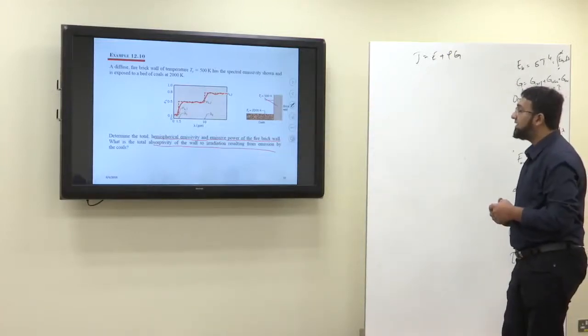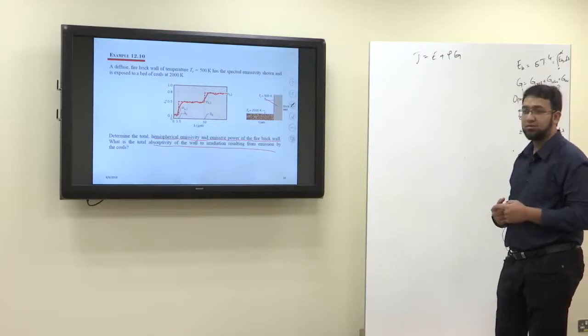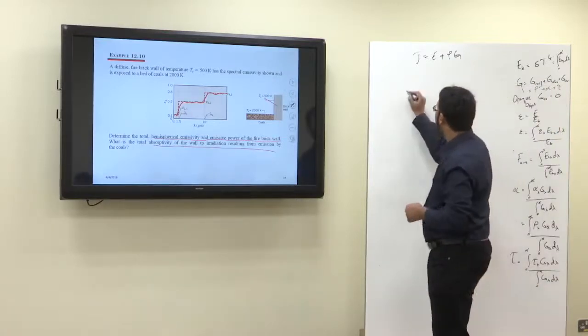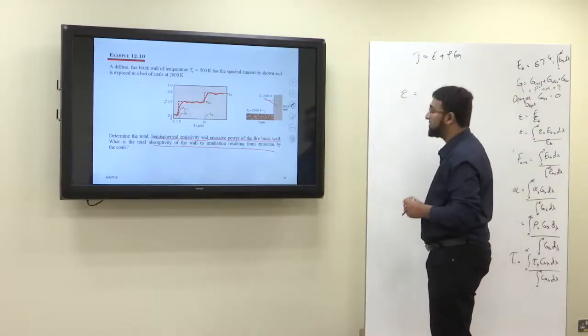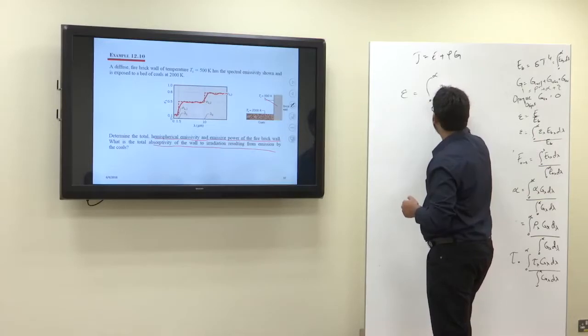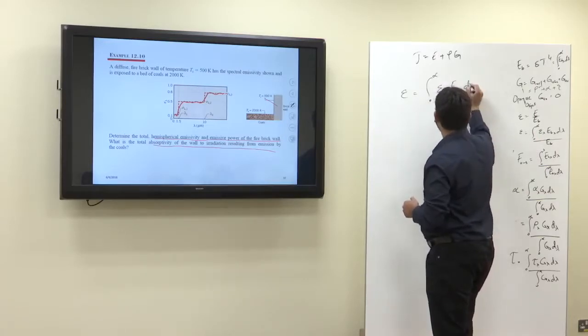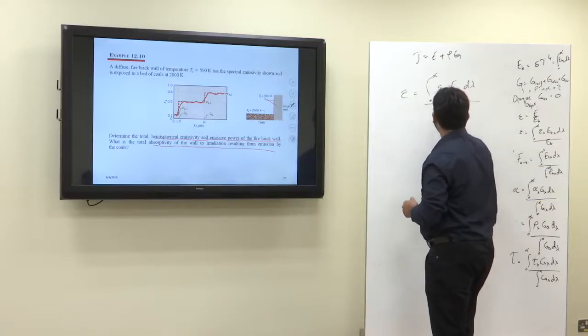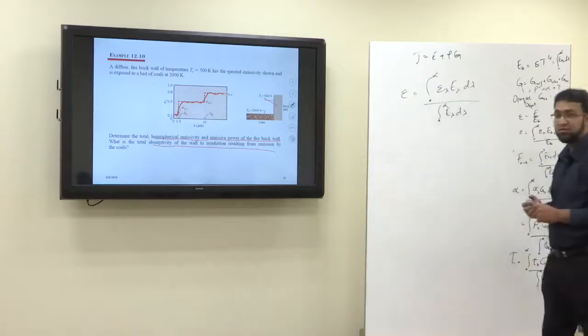Okay, for finding out the emissivity, the total emissivity of the wall will be the integral from 0 to infinity of emissivity lambda E lambda d lambda, divided by the integral from 0 to infinity of E lambda d lambda. Is it clear? Just like this.